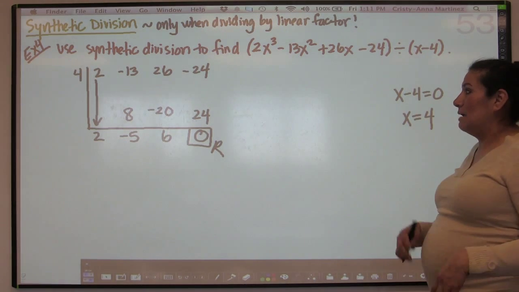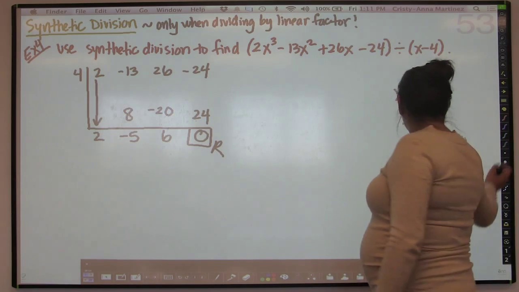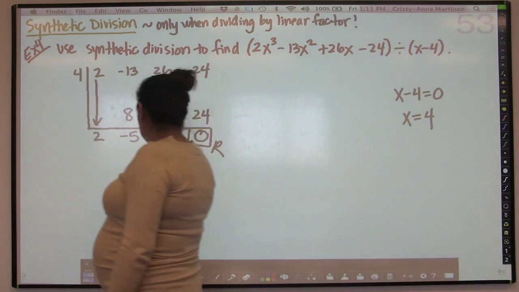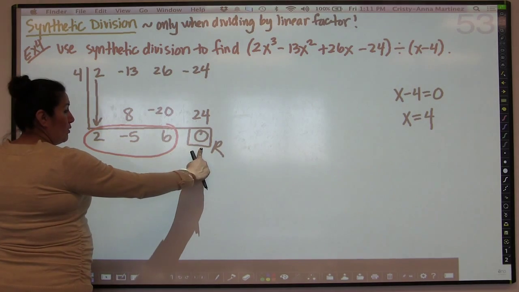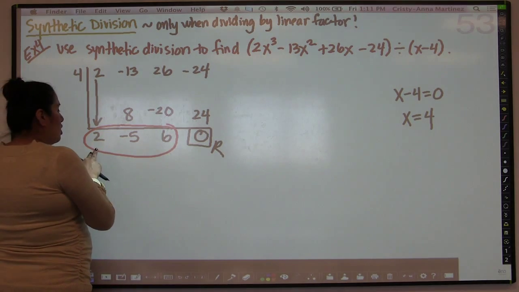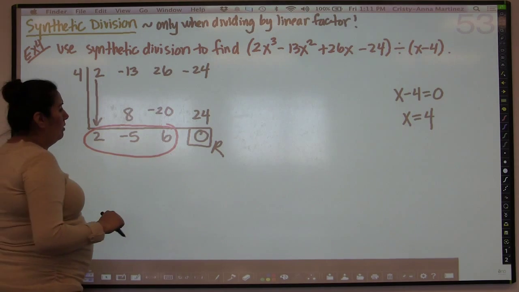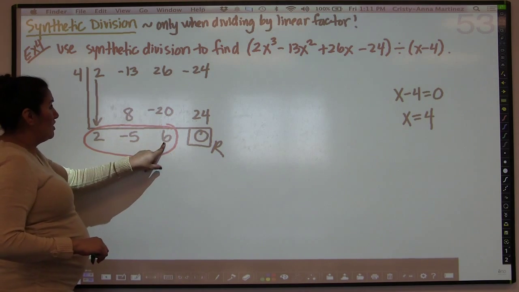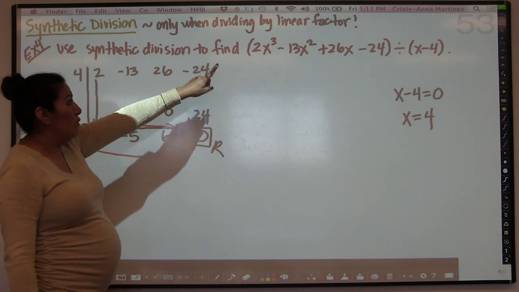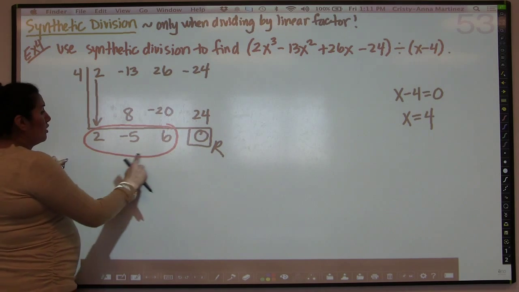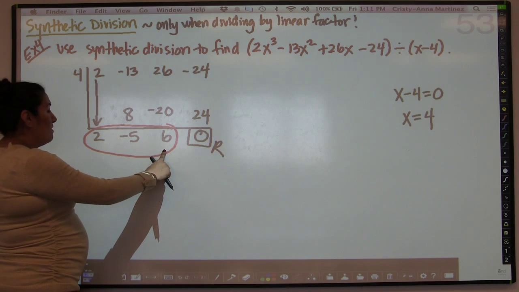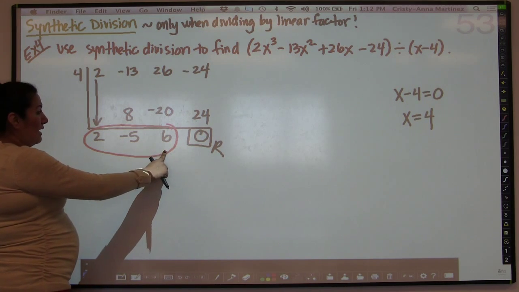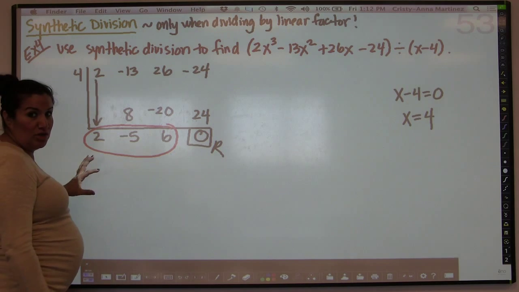The answer is how many times it went in evenly. And so now, if the last number in the row is the remainder, then the other numbers are actually the answer to the problem. And these are also coefficients. Just like these are the coefficients of the original polynomial, these are now the coefficients of the answer. Okay? And so they're going to be the answer, but you have to keep in mind that it's always the variable, because you need variables, right?